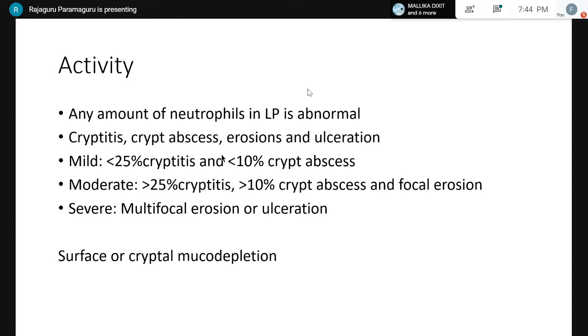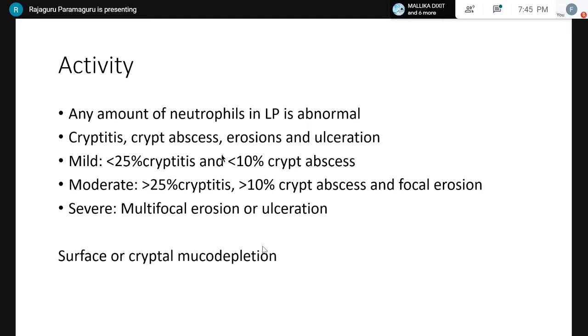However, according to the British Society of Gastroenterology, the activity is graded as mild, moderate, and severe based upon the extent of cryptitis, crypt abscesses, presence of surface erosion, and ulceration. It is mild when the cryptitis is less than 25% or less than 10% of crypts show abscesses, moderate if the cryptitis is more than 25% and more than 10% crypt abscesses with focal erosion, and severe if there is multifocal erosion or ulceration.